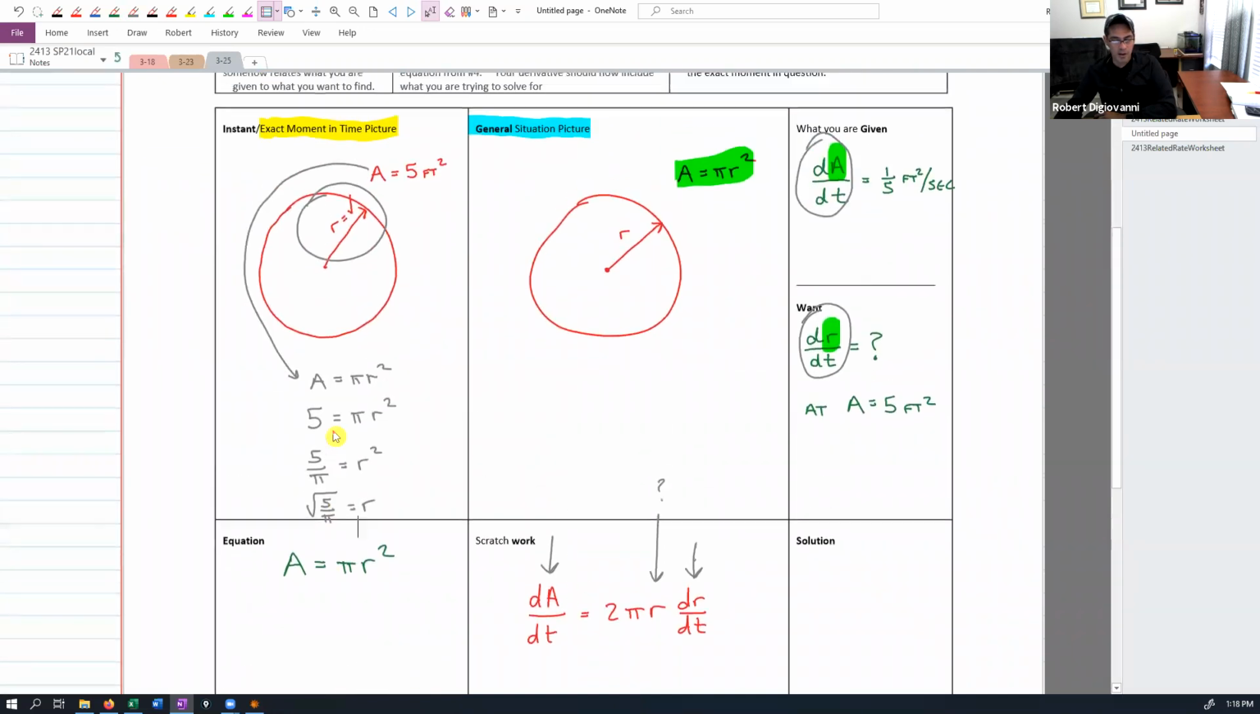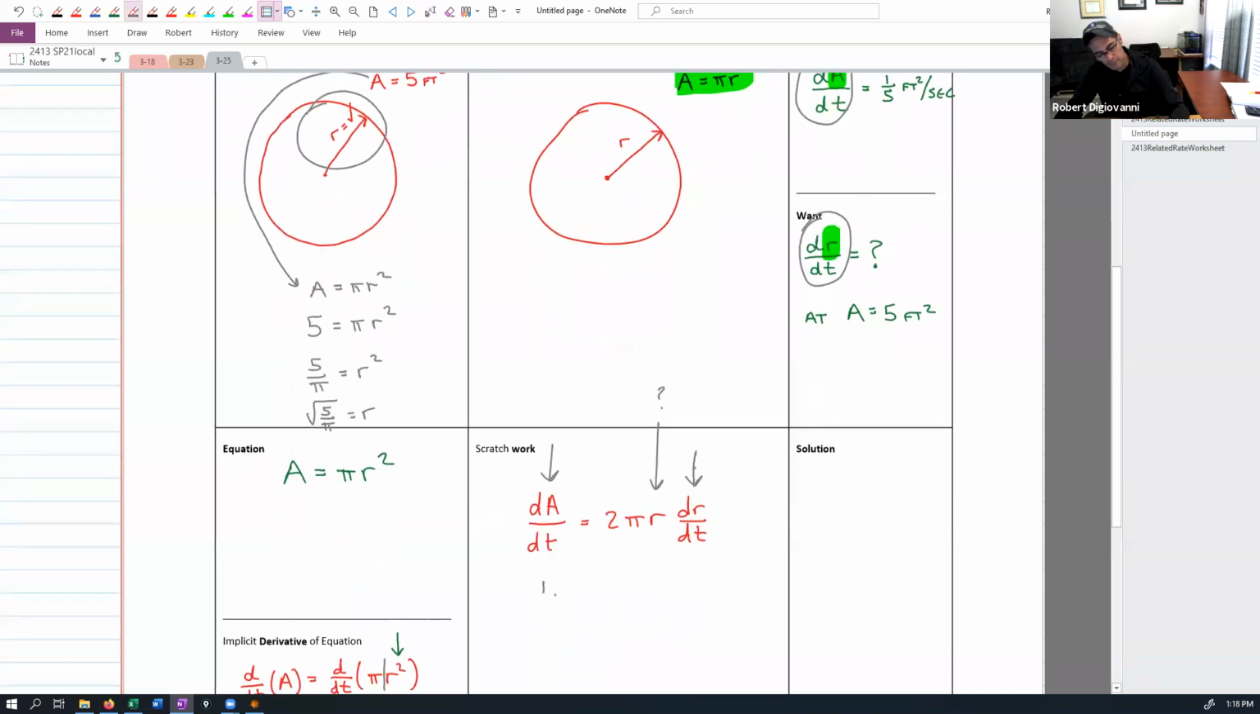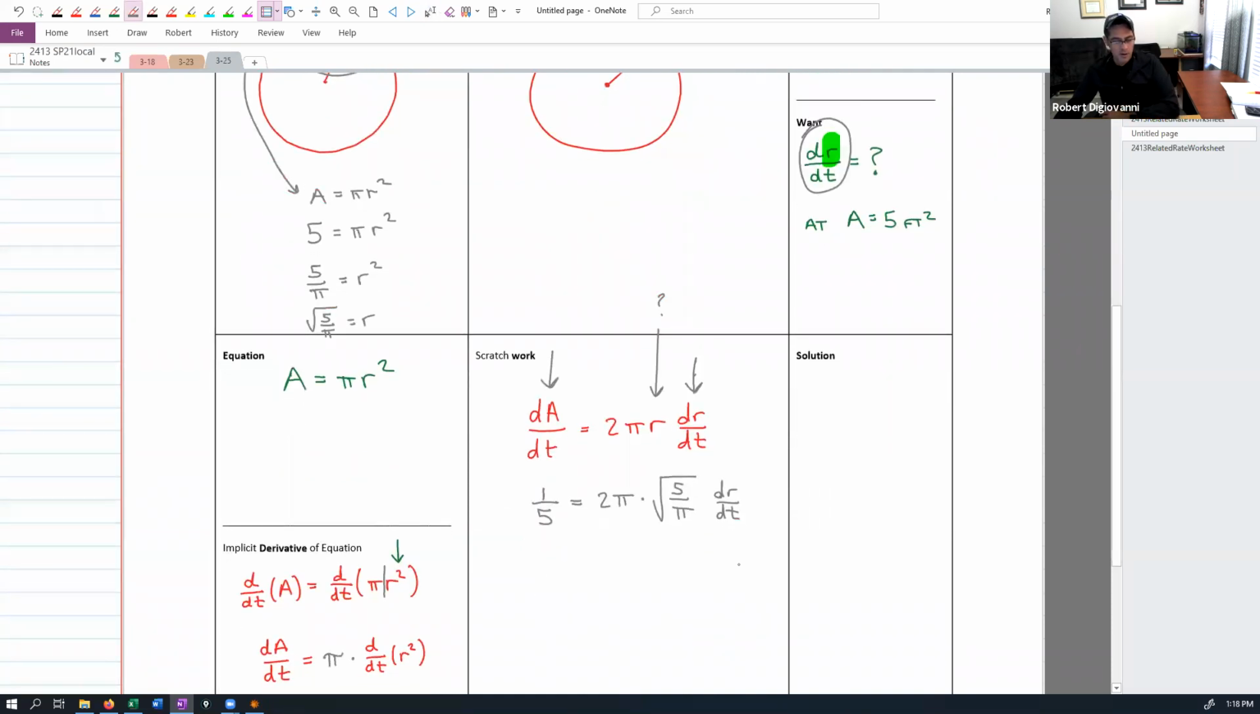I think we're ready to plug it all in. dA/dt, I'm going to replace with 1/5, equals 2 pi times r, which we just said is the square root of 5 over pi, then dr/dt. All right, now I think I'm just going to use my calculator. So the left side on my calculator is 0.2 equals, now I'm going to do this on my calculator. I'm going to do 5 divided by pi.